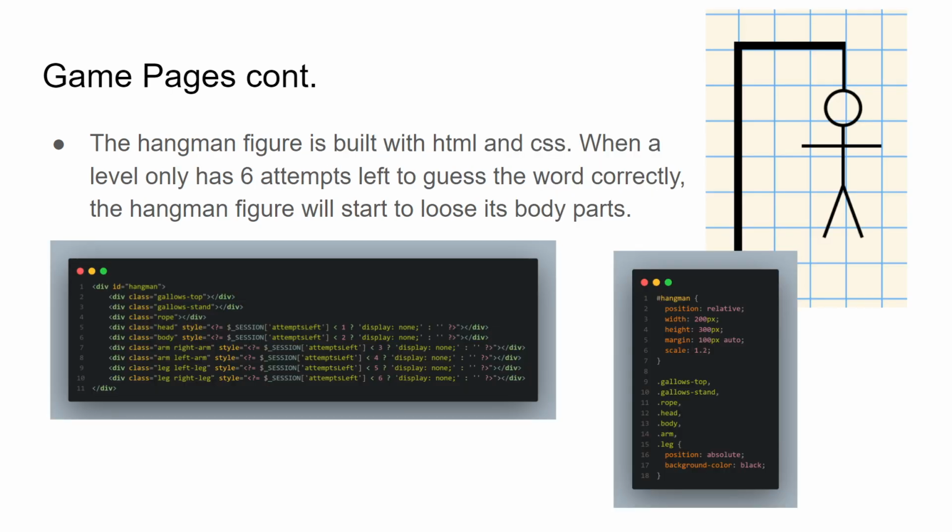So our game page contains the Hangman figure, which was built using HTML and CSS. When the level only has 6 attempts left to guess the word correctly, the Hangman figure will start to lose its body parts, and that's all dependent on the number of attempts that are left. So if there's only one attempt left, then the head is the last part to go. Or if you still have 5 attempts left, then you will lose the right leg.